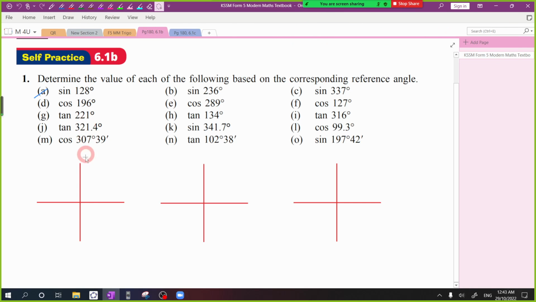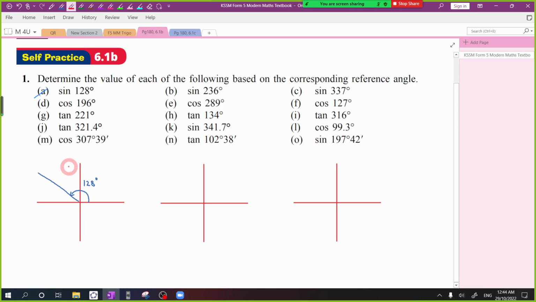So first, I will suggest you sketch a diagram. 128 degree. So remember, start from here, right? Start from here. 128 degree will go to somewhere around here. You don't have to use a protractor and measure, we just roughly sketch it. The most important thing is we need to know whether the angle is in the first quadrant, second quadrant, third quadrant, or fourth quadrant. Then only we know whether the value is positive or negative. Now, this is 128 degree.